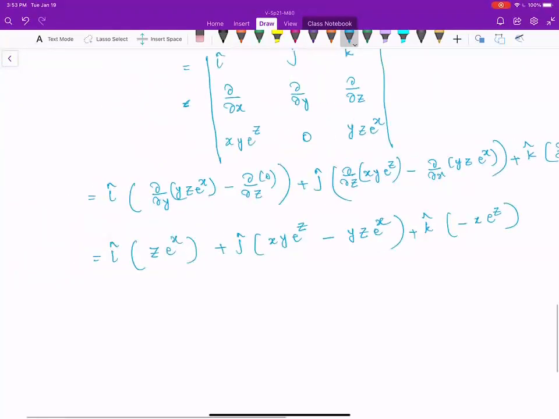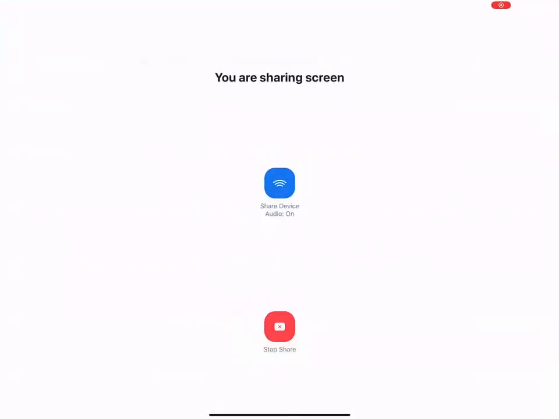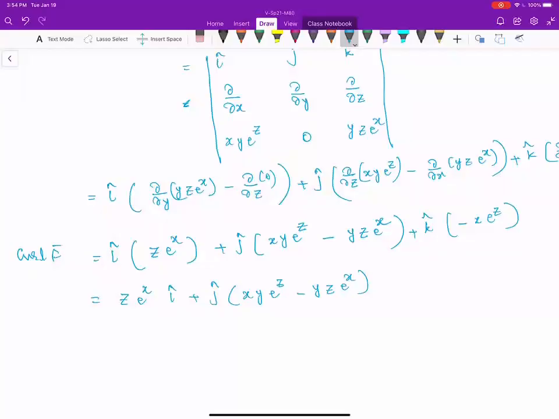So rewriting curl F, del cross F: z e^x i plus j times (xy e^z minus yz e^x), and we have minus x e^z k. This is curl F.